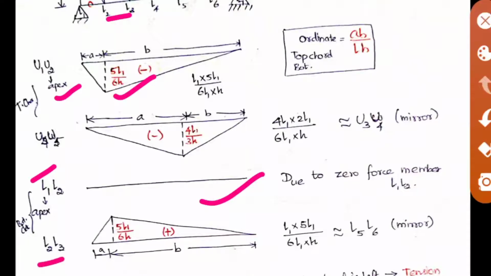So here L2, L3 is given. So in 2 only the apex will be there. So in here it's 2. Okay, so at 2 only the apex should be there, whereas in the top chord you will be taking it at 3. Okay, so that is the difference.